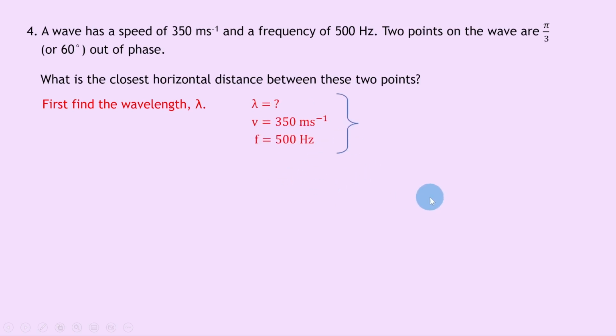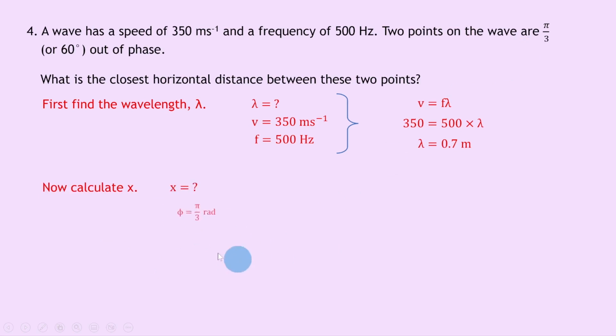So we can use our wave equation v equals f lambda from National 5 and Higher Physics to find what lambda is. So let's substitute in the numbers to get 350 equals 500 times lambda, and then to get lambda on its own we do 350 divided by 500 in your calculator, which should give an answer of 0.7 meters. Now that we've got the wavelength and the phase difference, we can calculate x. So it says now calculate x.